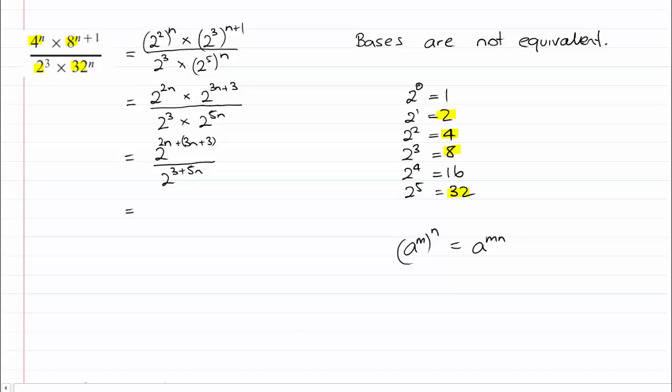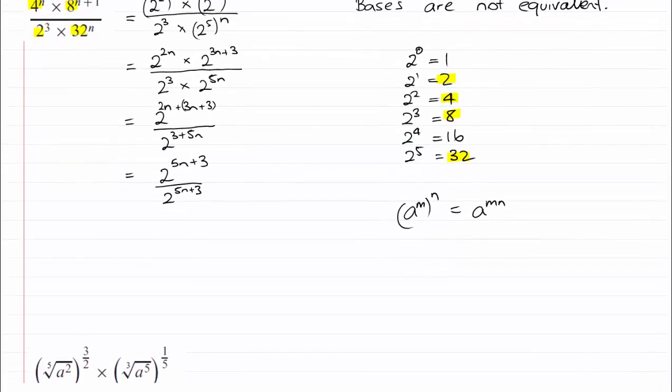And I'll just write this down simplified. 2 to the power of 5n plus 3 over 2 to the power of 5n plus 3. And that's pretty amazing, because now when I divide index numbers, I subtract the powers as long as the base is the same. 5n plus 3 minus 5n plus 3, and that gives me 2 to the power of 0, which gives me 1. So that's a very nice question that ends with a nice answer.